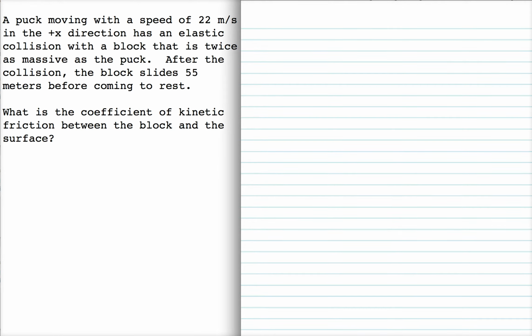Alright, so for this one, looks like we've got a collision and some kind of sliding with friction. So I guess I'll start with the collision between these two things, right? So we've got M1 and M2.